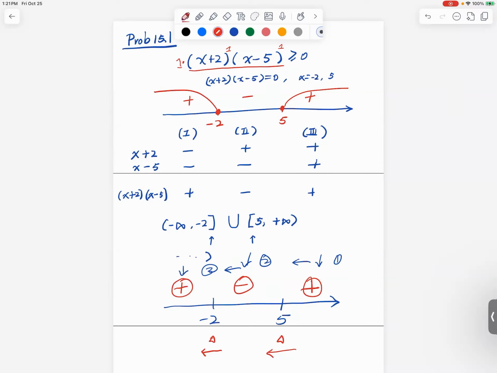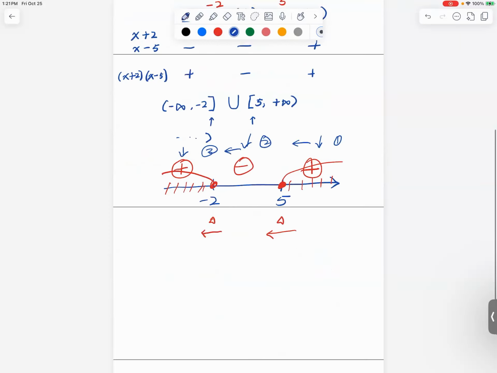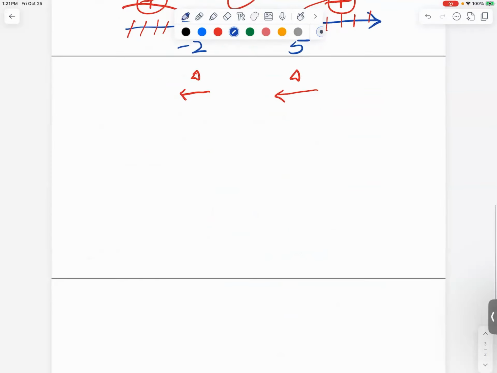So then, using this method, you can immediately write down the solution includes these two intervals, right? Okay, now let's see the next example.